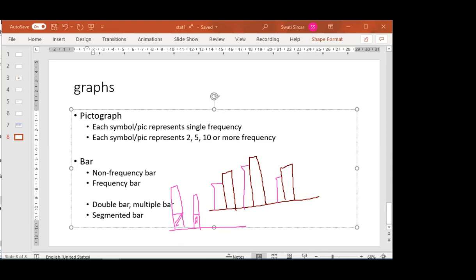The segmented bar is similar to the stacked bar. Which one? Segmented. Yes, segmented is also sometimes called stacked. Yes.